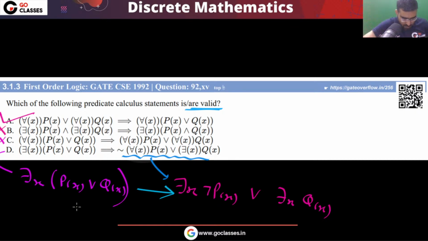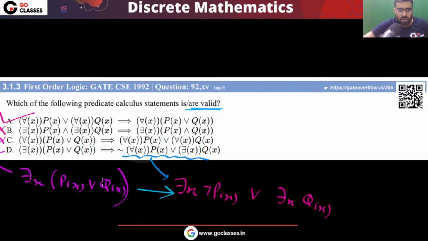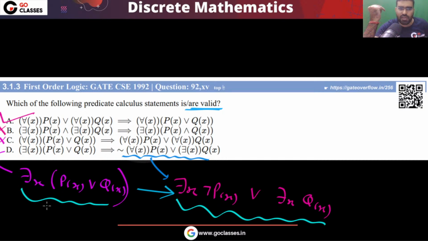The table will not help you, right? Correct? Yes or no? Agree or not? Because in this question, the table is not going to help you because this is not a distribution property. Here you have Px, here you have negation Px. So whenever the table does not help you, then definitely you have to apply the formal proof. So let's solve this question.